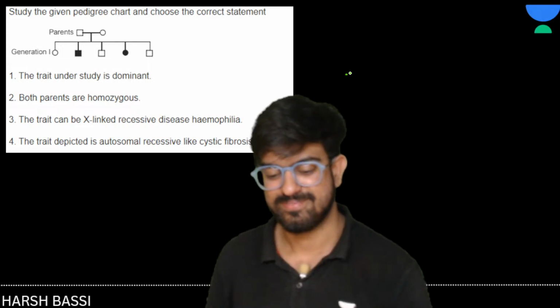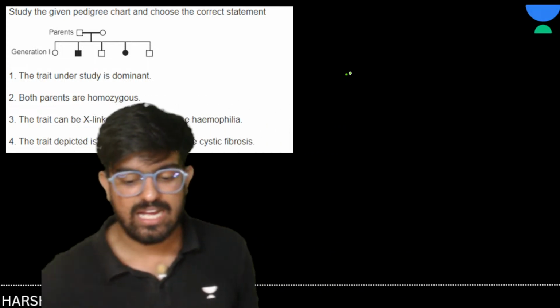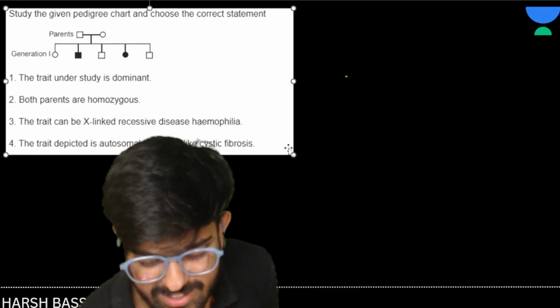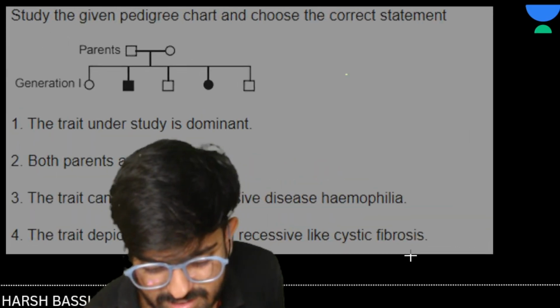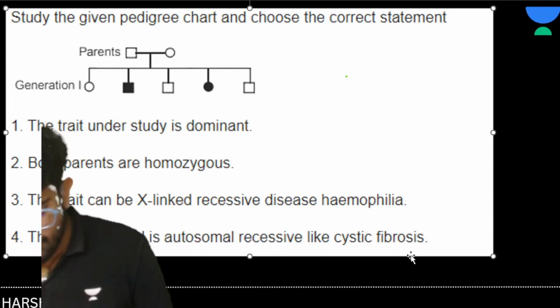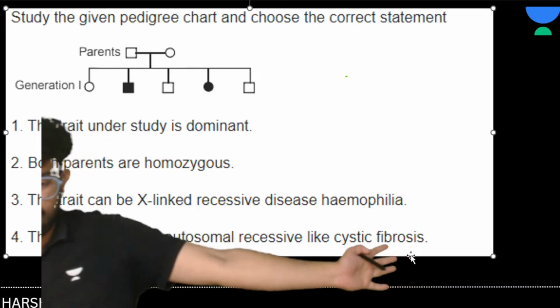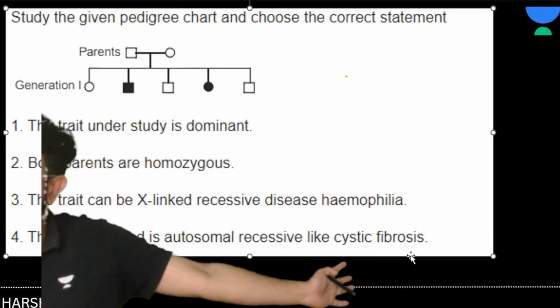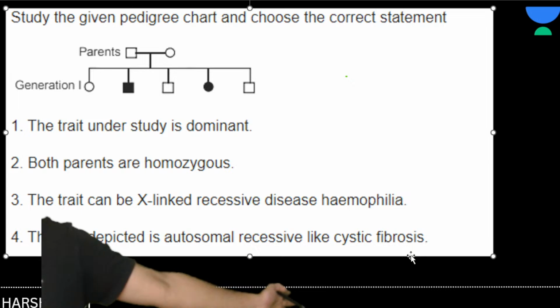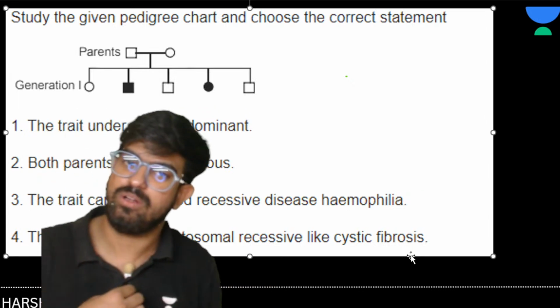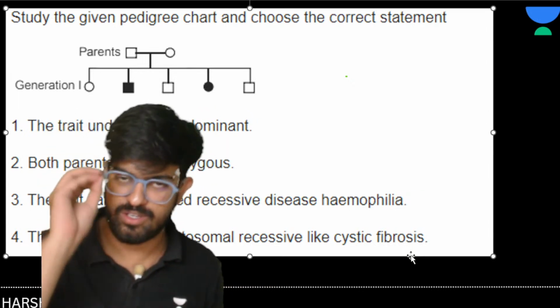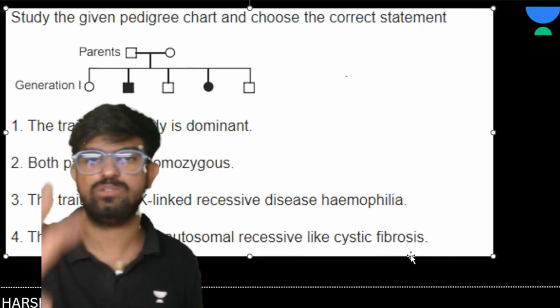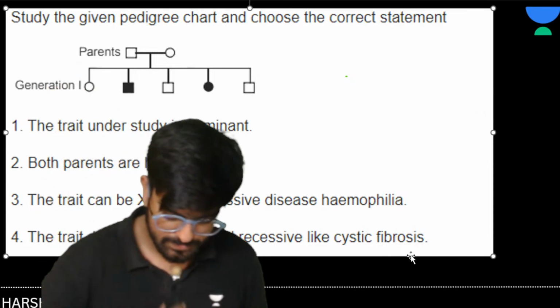Solve this question. Let me enlarge it. One second. Now don't worry about these names, hemophilia, cystic fibrosis. Sir, we don't know where these options came from. Whatever I have taught you, if you apply that knowledge, you will be able to solve this question. Don't worry.